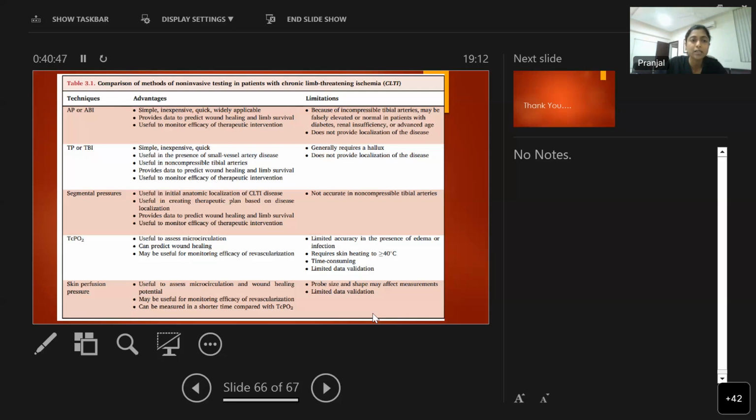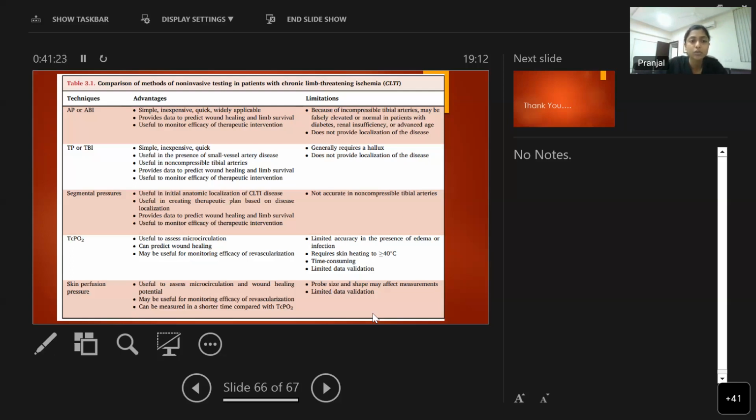Toe pressure or TBI is again simple and inexpensive and is useful in small vessel disease. Also useful in non-compressible tibial arteries. It provides data to predict wound healing and limb survival and is useful to monitor efficacy of therapeutic intervention. But its limitations are it generally requires the hallux, as in the toe, to measure a TBI or a toe pressure. Hence, it cannot be used in patients with toe amputations or transmetatarsal amputations. Also, it does not provide localization of the disease.